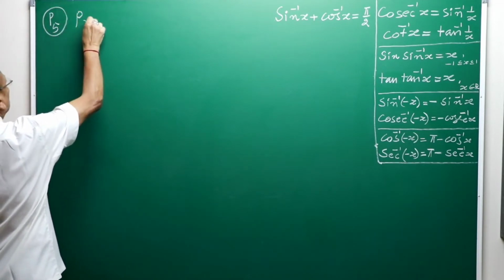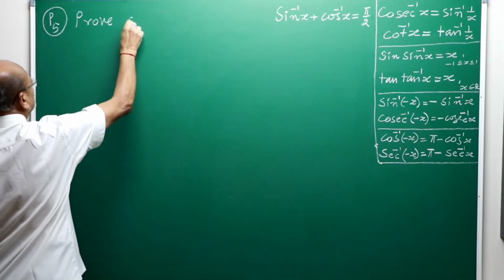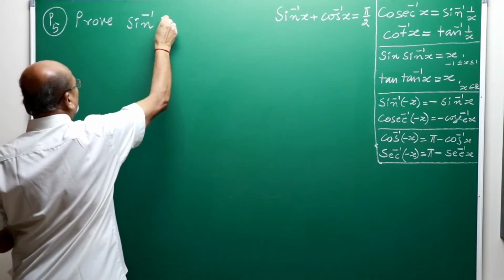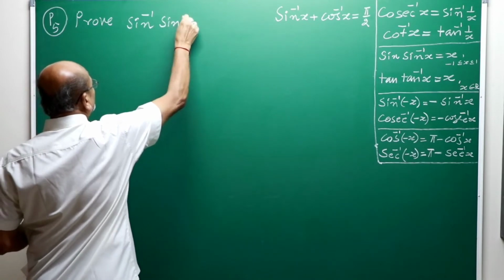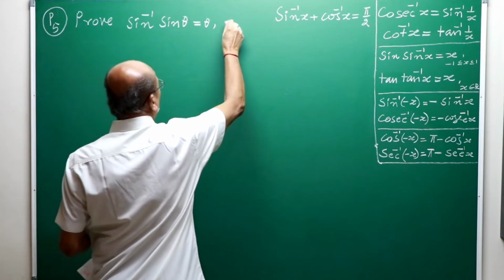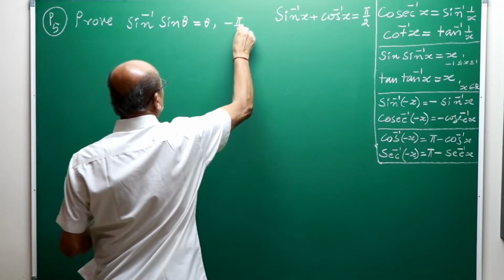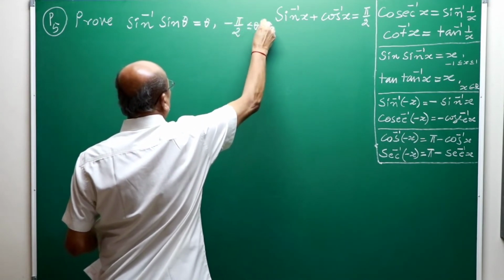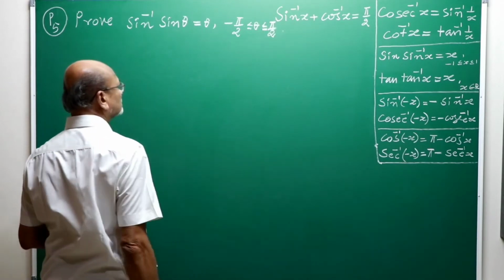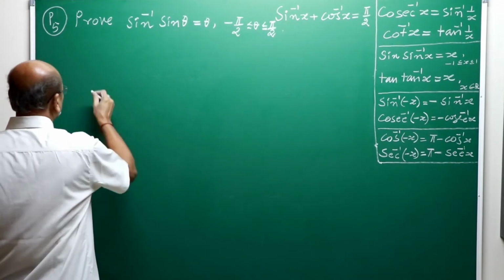Prove it is sine inverse of sine theta. Sine inverse of sine theta equal to theta. What about theta, my friends? Theta lies between minus pi by 2 and plus pi by 2. It is the range of sine inverse x.